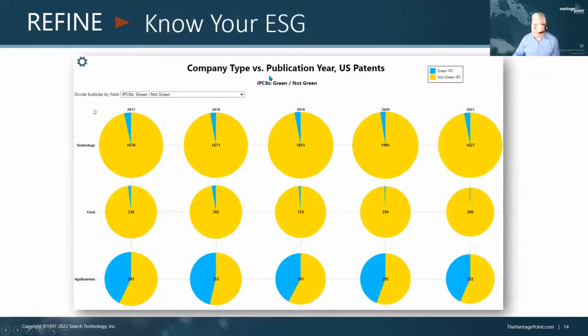The use of the green WIPO codes is just to give you a feel for the capabilities of identifying that information. I'll demonstrate how we do that, looking at the green IPCs versus the non-green IPCs. This is some output looking at a technology company, a food company, and an agribusiness company, and the degree to which their portfolios are classified using IPCs in the green area versus the not green area.